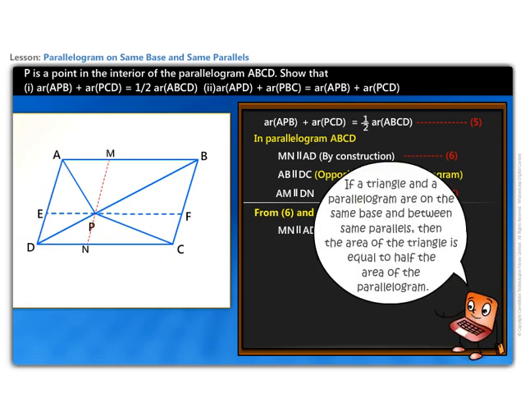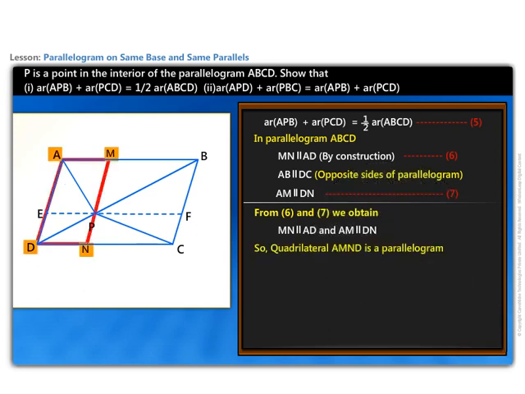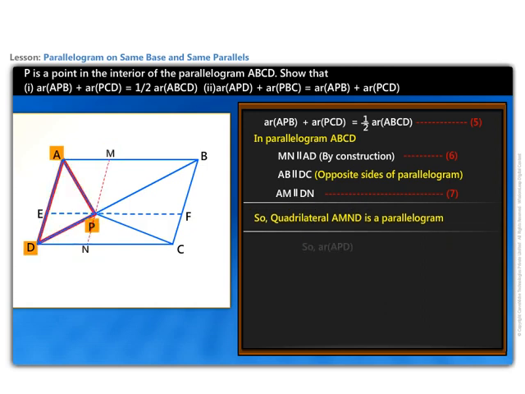So, quadrilateral AMND is a parallelogram. If a triangle and a parallelogram are on the same base and between the same parallels, then the area of the triangle is equal to half the area of the parallelogram. Triangle APD and parallelogram AMND lie on the same base AD and between same parallel lines AD and MN. So, area of triangle APD is half the area of parallelogram AMND. Let this be equation 8.